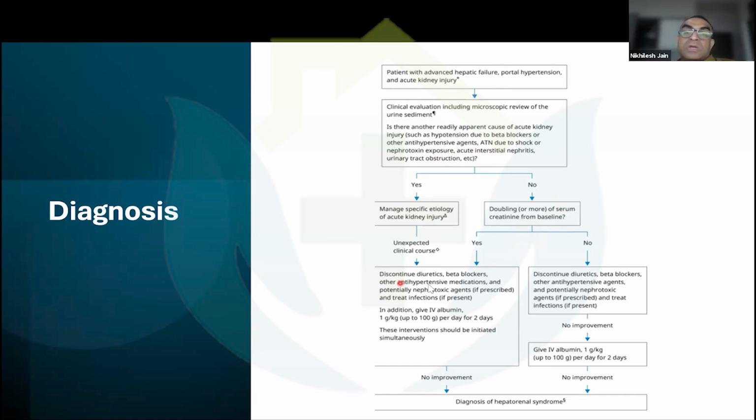If it is yes, then you discontinue diuretics, beta blockers, other antihypertensive medications, and potentially nephrotoxic agents and treat the infections if you think that they are present, or if you get a positive screen for infections. In addition, you give IV albumin 1 gram per kg up to 100 grams per day for 2 days. If it is not there, you discontinue diuretics, beta blockers. So this step remains the same. If there is no improvement, give IV albumin 1 gram per kg up to 100 gram per day for 2 days. So now, if there is no improvement, then you get a diagnosis of hepatorenal syndrome.